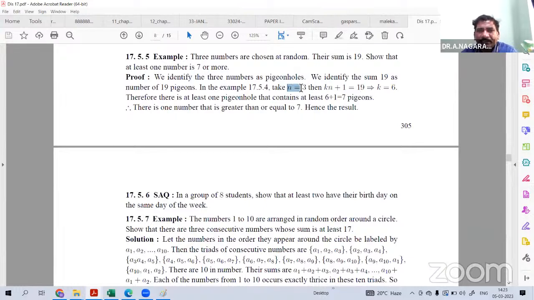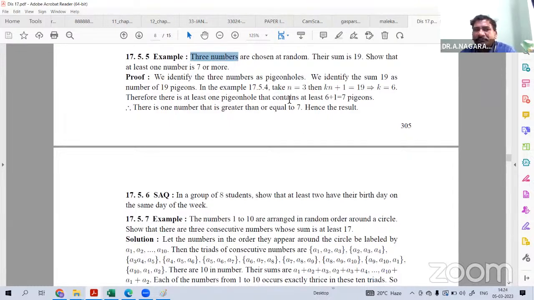n equals 3 because he mentioned that there are 3 numbers. So here 3k plus 1 equals 19. 3k equals 19 minus 1, that is 18. So k equals 18 by 3, so k equals 6. Therefore, how many pigeons can we take? It is 6 plus 1 pigeons. It will exist.